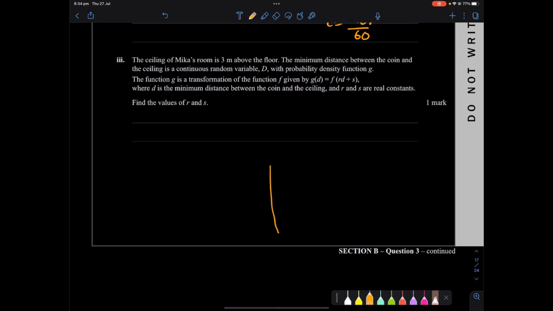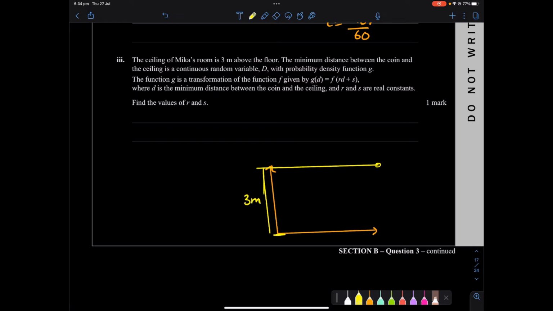Okay, I straight away draw a diagram because I have no idea what's happening over here. There's just too many words, they make me confused. So let's say this is your ceiling, Mika's ceiling. The ceiling of Mika's room is 3 meters above the floor. Say this is the floor, so from here to here, it's 3 meters.